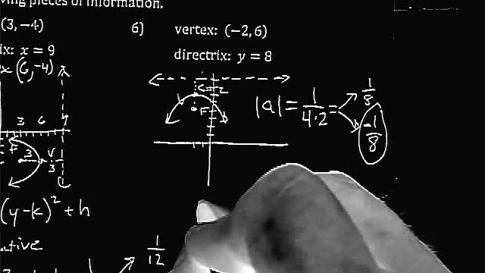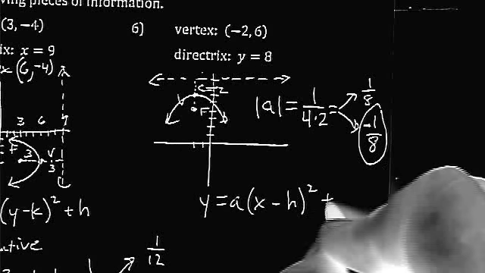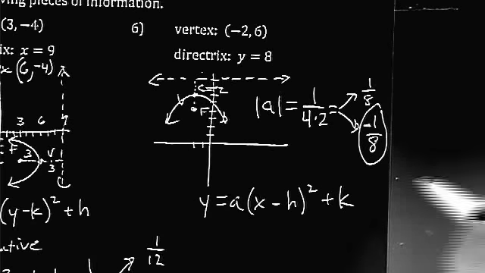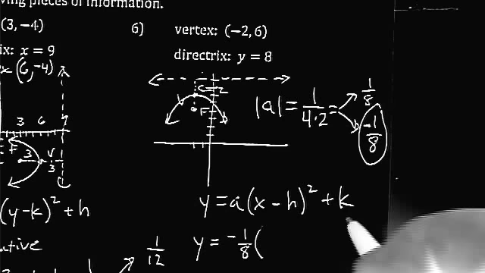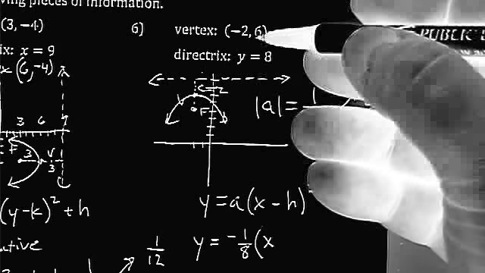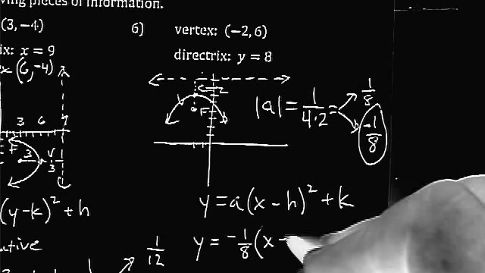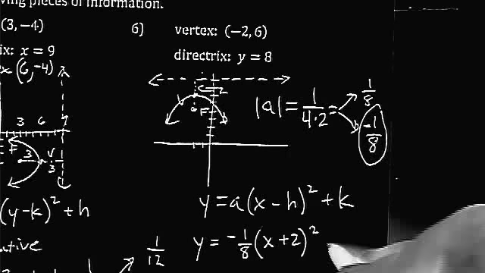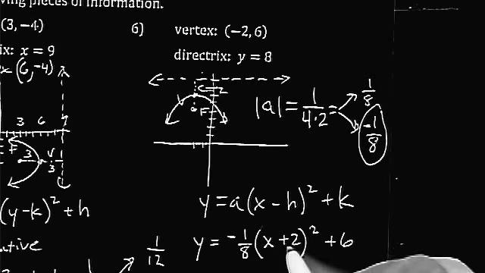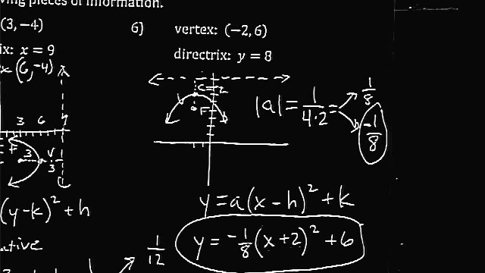Since it's an up and down opening variety, we know that it's going to be this version. So we know that A is -1/8. We already knew that we were dealing with -2, 6, so it's x minus -2, that really becomes +2, and then a +6 on the end. So just keep in mind that that's minus and negative, and that's how it becomes plus. And there's your set of notes for this particular section.